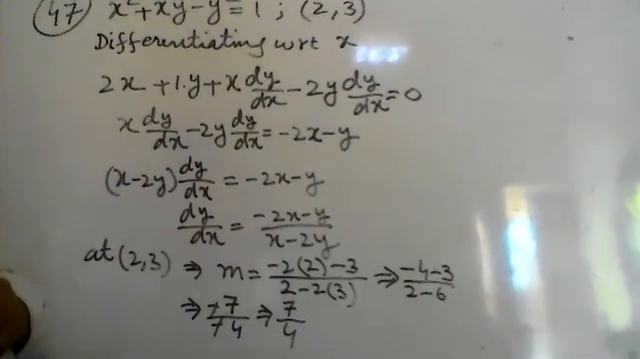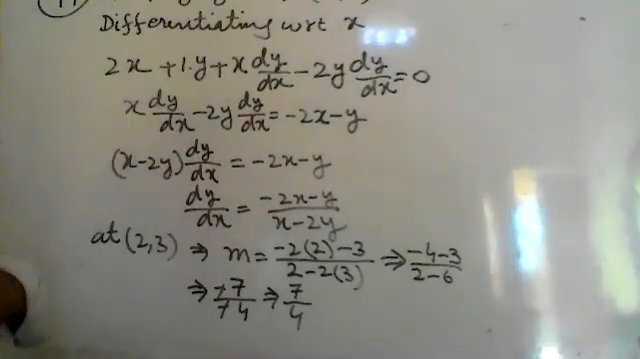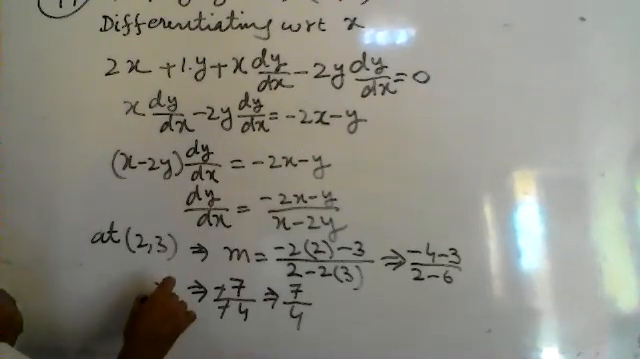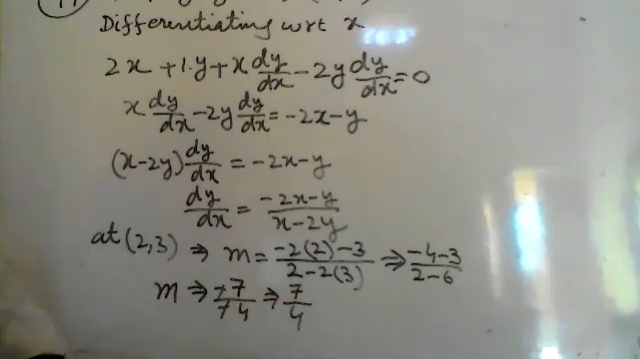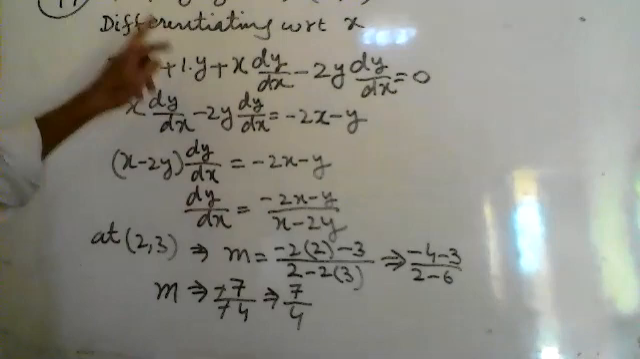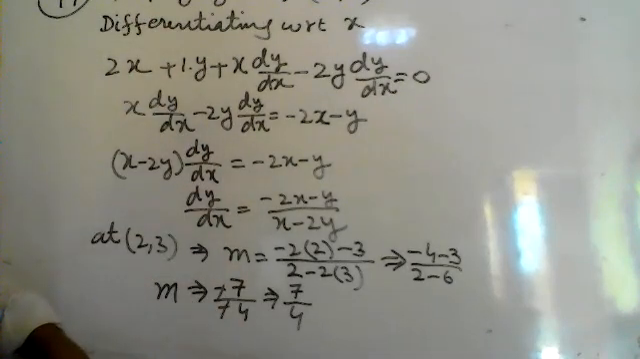Answer is 7 upon 4. This is the slope m. Slope m is equal to 7 upon 4. Now we will use the same formula as we have previously done in the last class, how to find the equation of the tangent and normal. Have you all understood up to here?